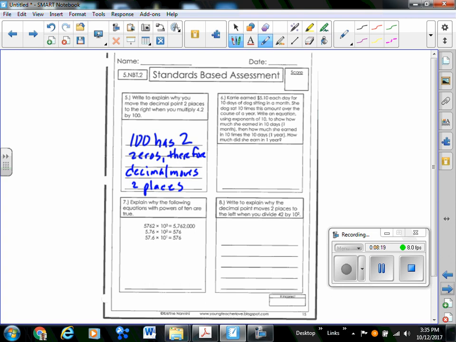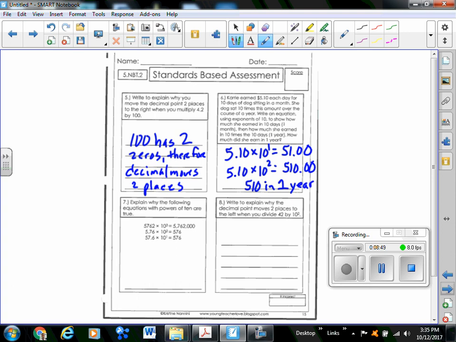Okay, we're going to do $5.10 times 10 to the first, which is going to give you $51. And then we're going to do $5.10 times 10 to the second, which is going to give you $510. And then we are going to know that she earns $510 in 1 year.